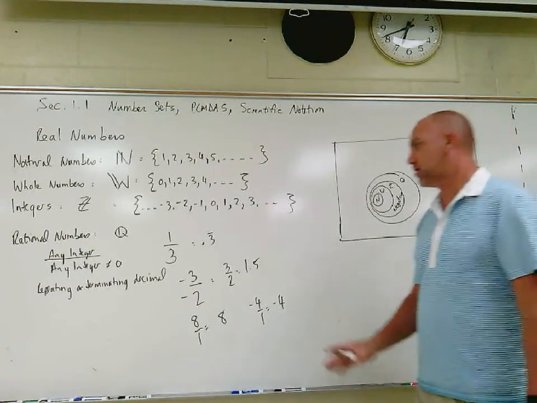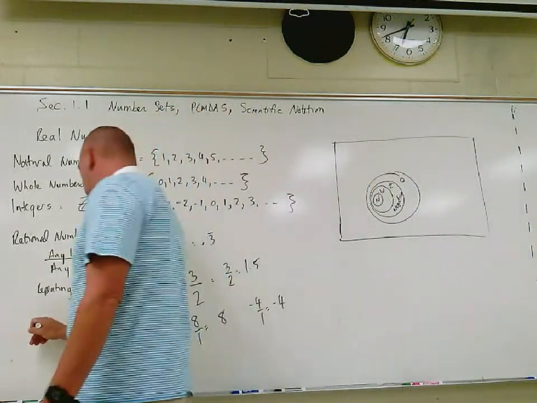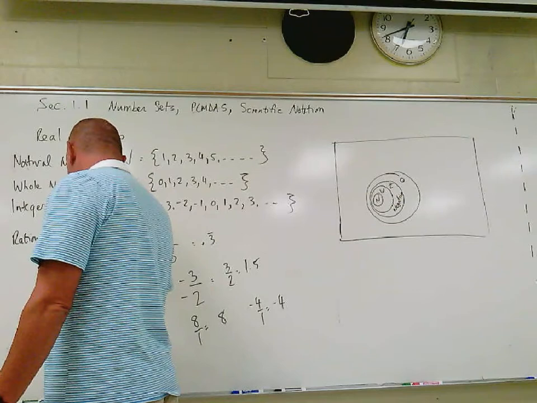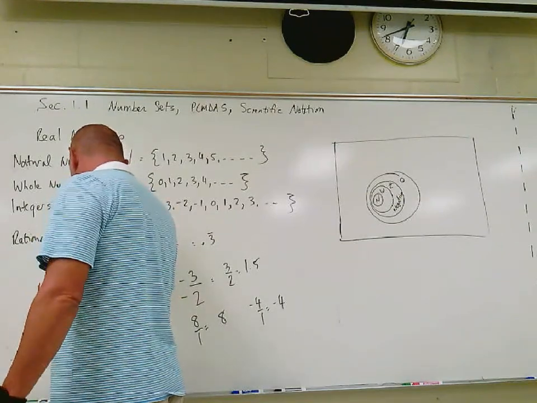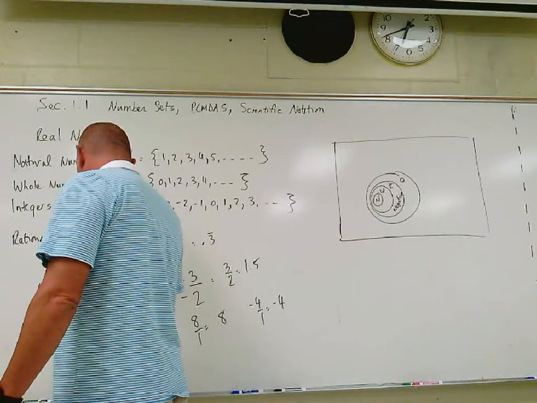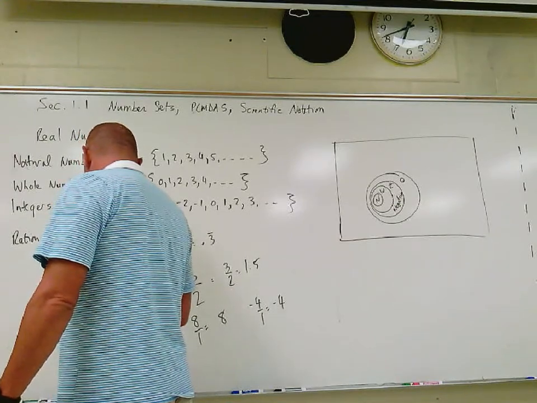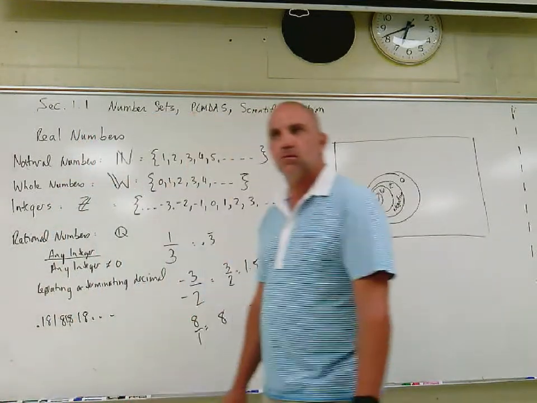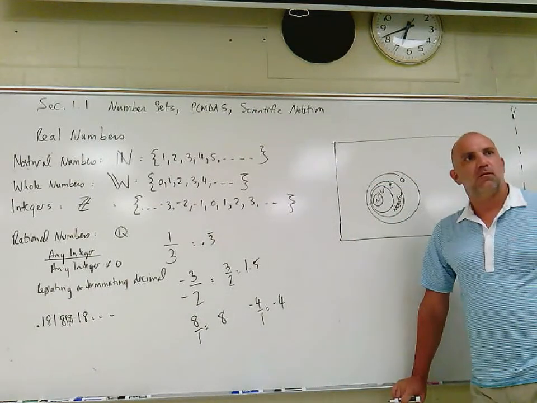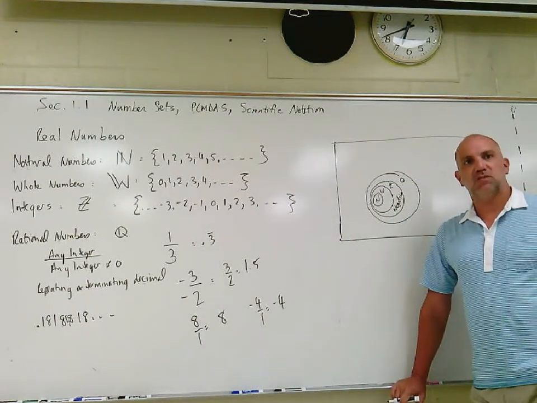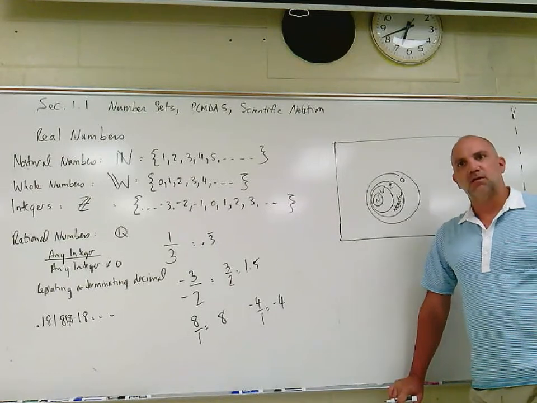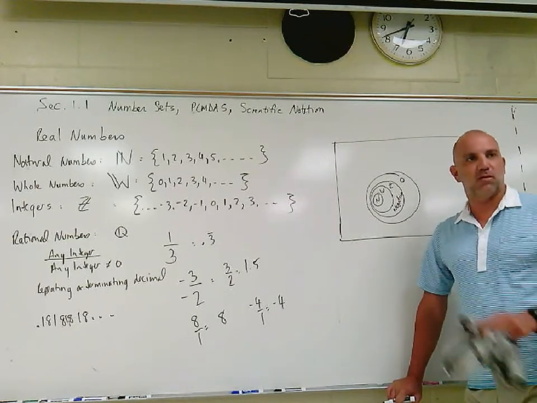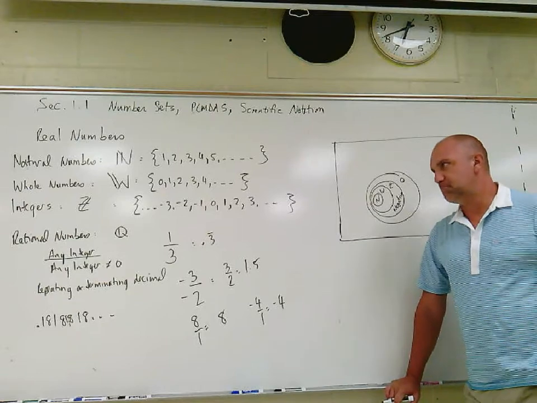So what if they put a decimal like this? What if they put 0.18181818? So what do you call that? Repeating decimal. So is that a rational number? Yes. So you also have to be able to look at the decimal in them.